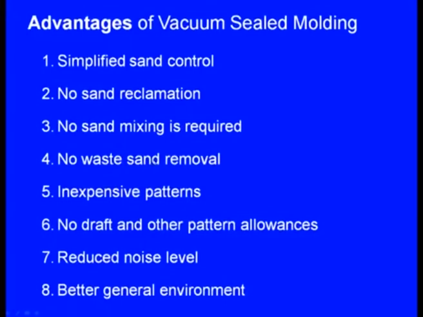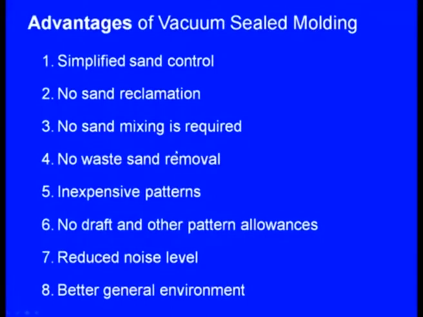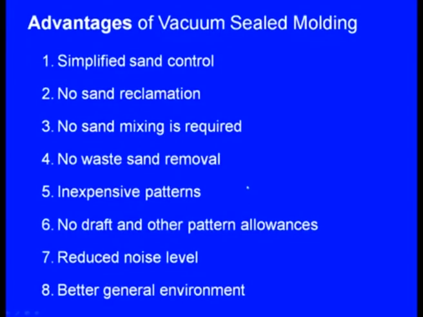Next one, no waste sand removal. In the case of the green sand moulding, every time when we pour the molten metal, little sand is wasted. So, here no waste of sand here. Next one, inexpensive patterns. Patterns are not very costly. Next one, no draft and other pattern allowances.